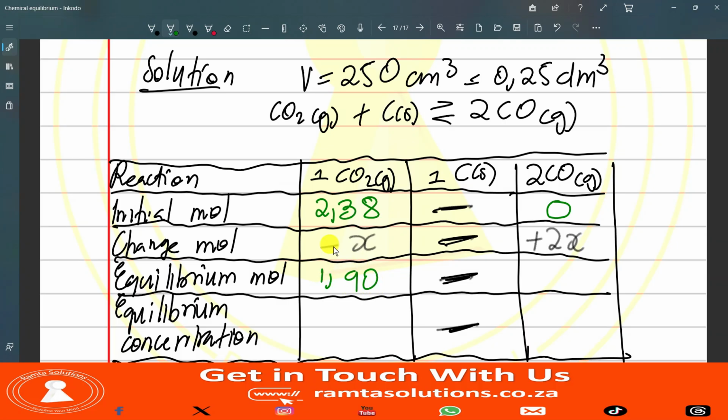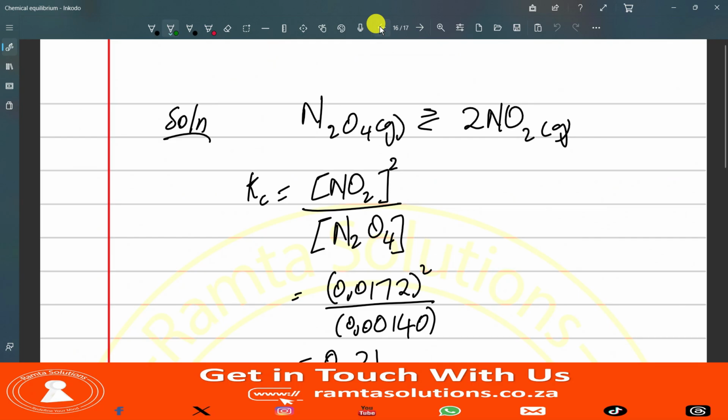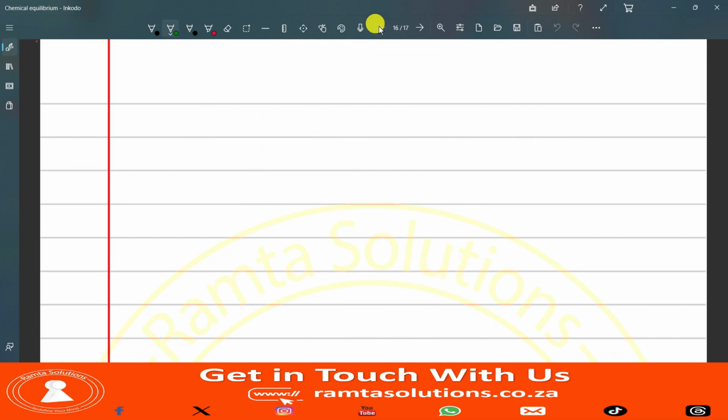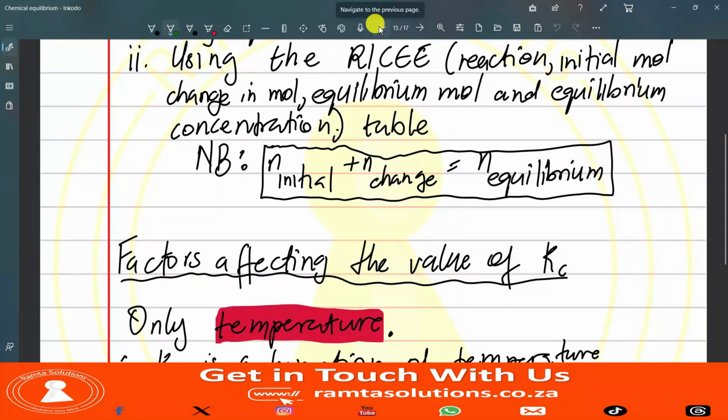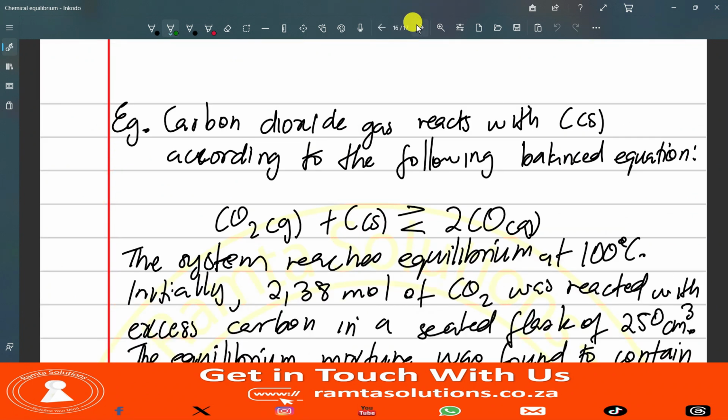Now, remember I said to you, you will say initial plus change equals equilibrium. Let me go back to that particular portion in our notes. So to remind you, do you see that? Initial plus change equals equilibrium. Can you guys see that? Perfect. Now we are using it.